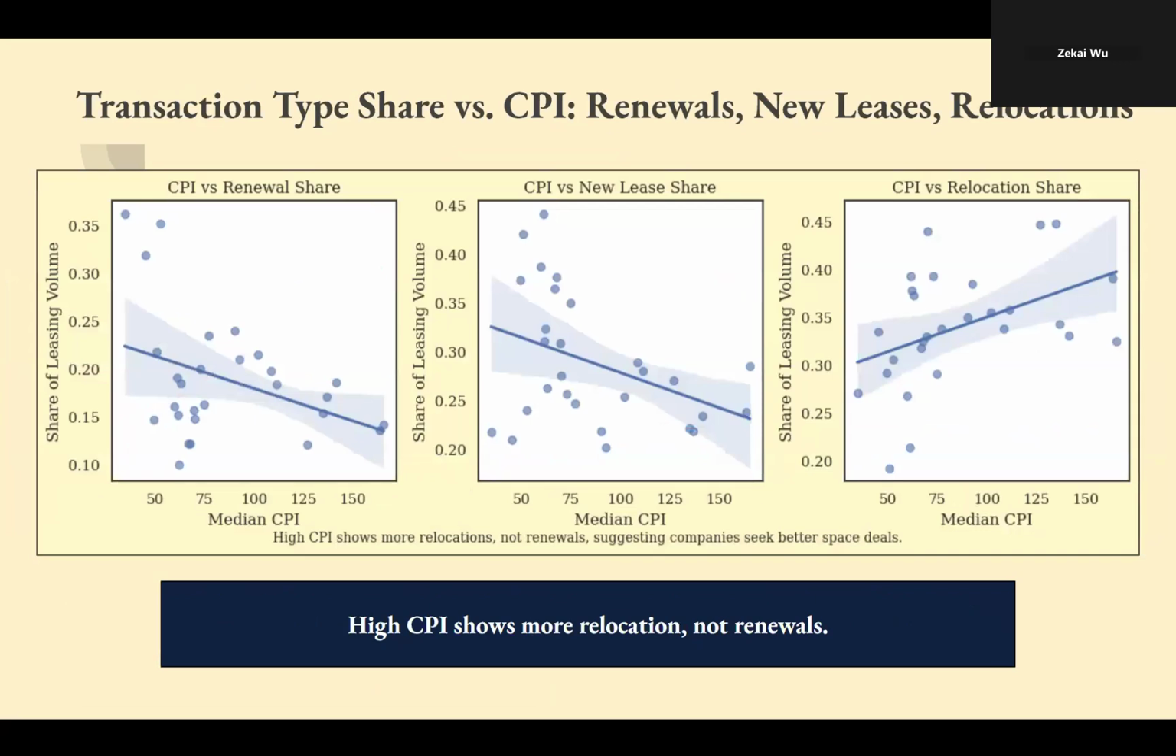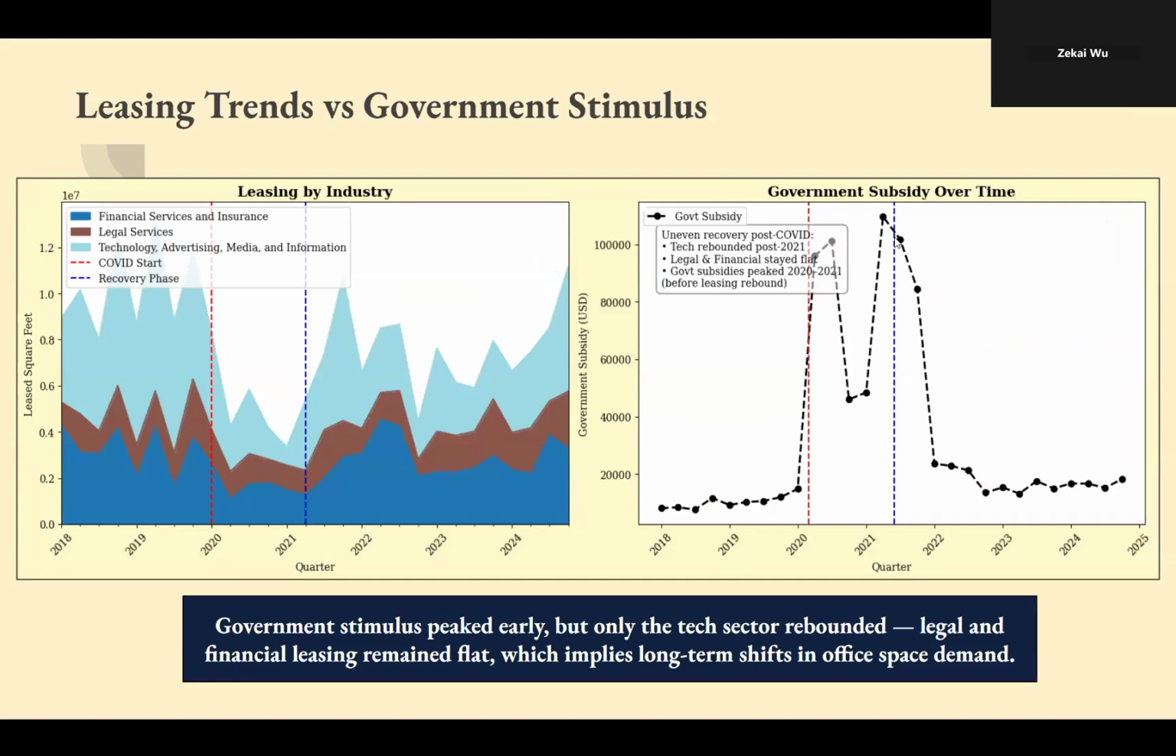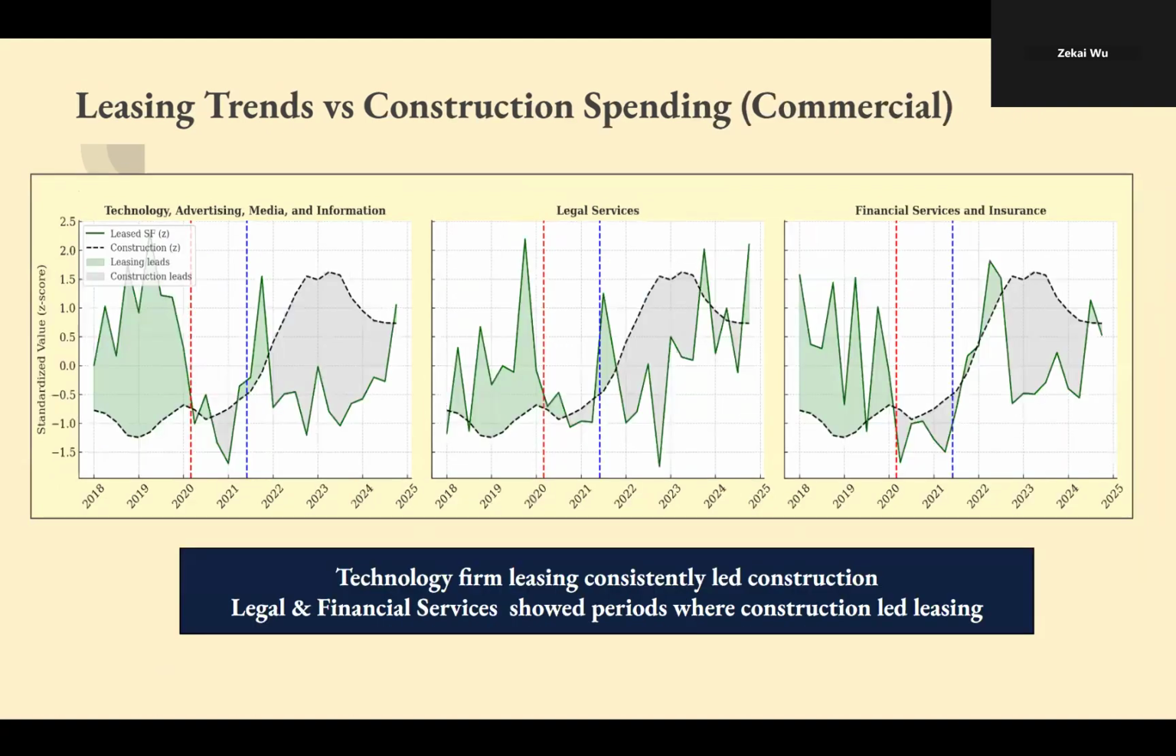As for transaction type share versus CPI indicators, we found that high CPI tends to have more relocations, not renewals, surprisingly. In terms of leasing trends versus government subsidy, we found that government subsidy usually peaks early, but only the tech sector rebounded. Legal and financial leasing remained flat, which implies long-term shifts in office-based demand. In terms of transaction type versus government subsidies, technology services tend to expand during recovery phases, while legal and financial services have renewal leases while subsidies support peaks.